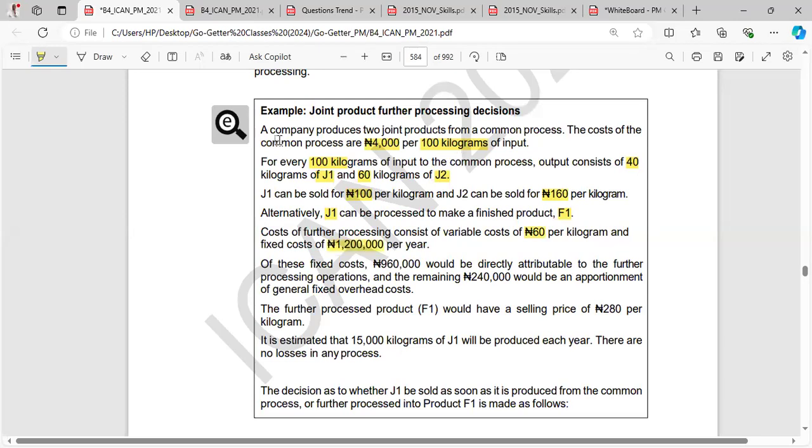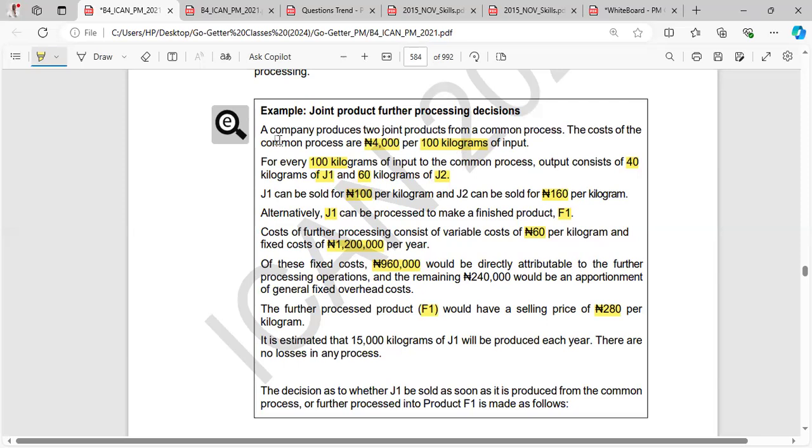Okay, it's not a specific fixed cost, rather. Now they said of this, 960 would be directly attributable to the further processing operation, and the remaining 240 would be an apportionment of the general fixed overhead. The further processed F1 would have a selling price of 280 naira per kilogram.